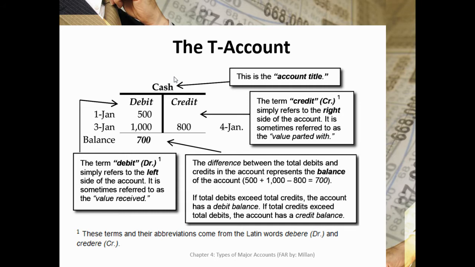If total debits exceed total credits, yung balance mo, ilalagay mo siya sa debit balance. Pero, kung ang total credit mo mas malaki kaysa sa total debits mo, syempre, ang balance mo ay isusulat mo sa credit side. Makikita nyo din na ang abbreviation ng debit ay DR, which means debere in Latin. And ang abbreviation ng credit ay CR, which is the Latin word of credere. Yan yung T account.